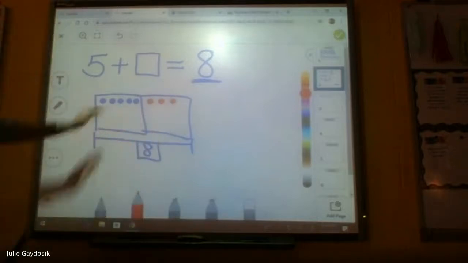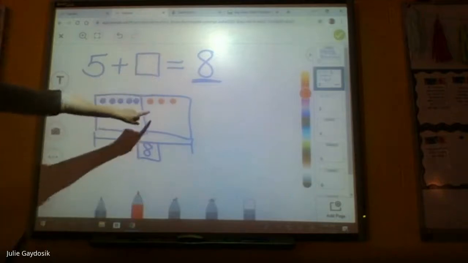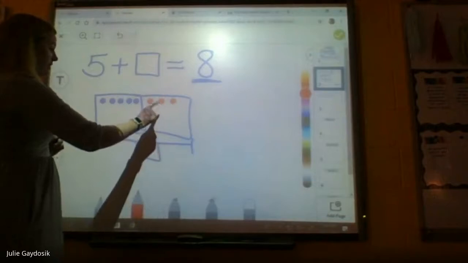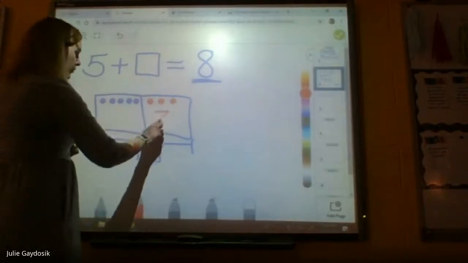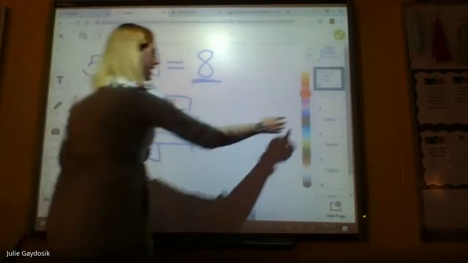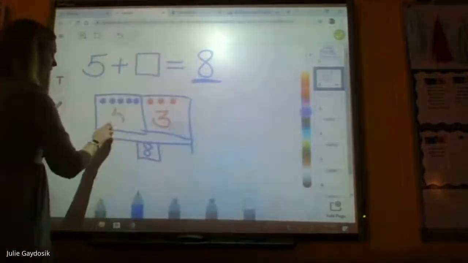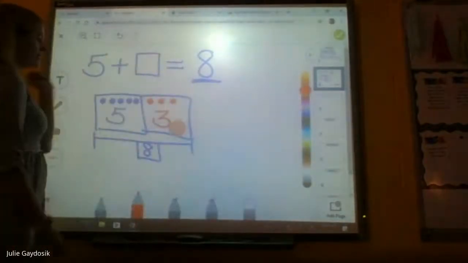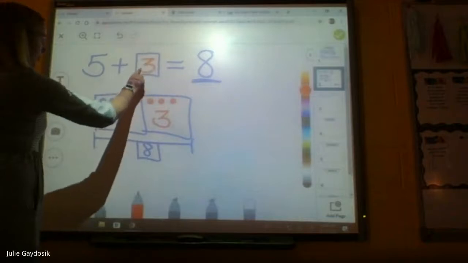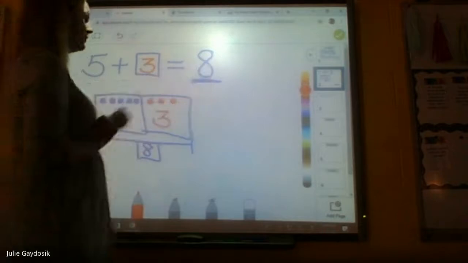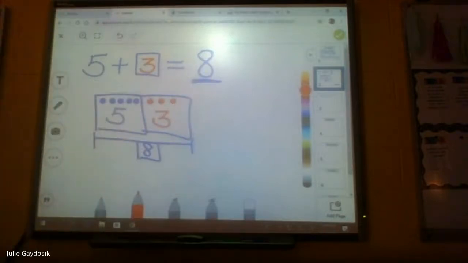Okay, now 8 isn't my answer. I'm looking at how many I drew in this spot right here. So in this spot, I drew 3 circles, right? And in this spot, there were 5 circles. So my unknown number, my missing add-end, was the number 3. Okay, so 5 plus 3 equals 8. That's how I figured out that missing add-end for that word problem.